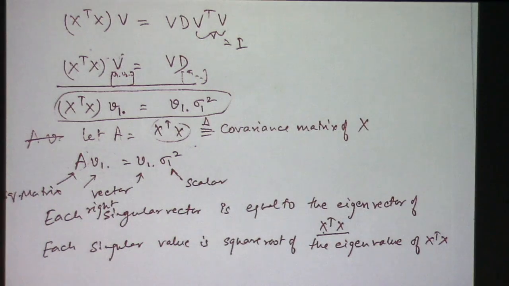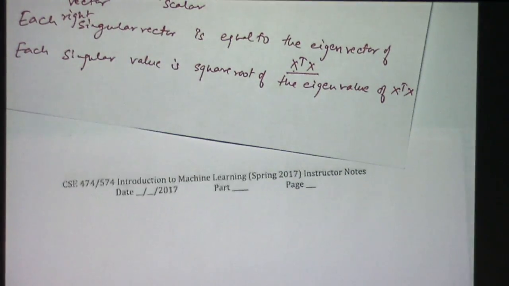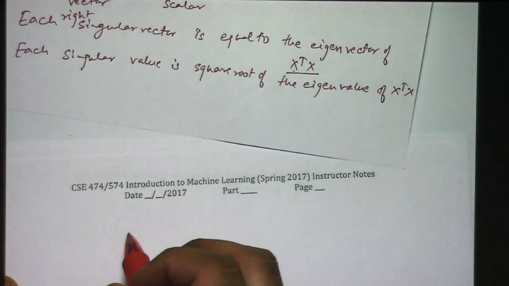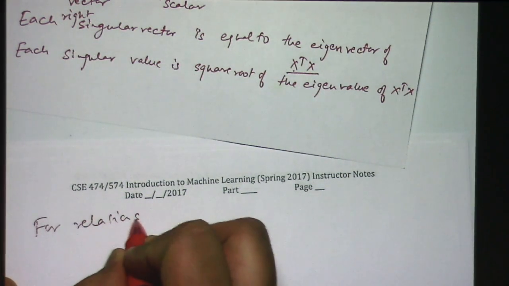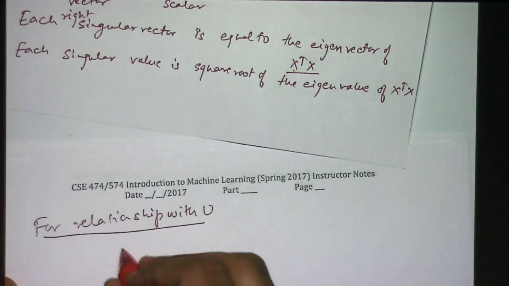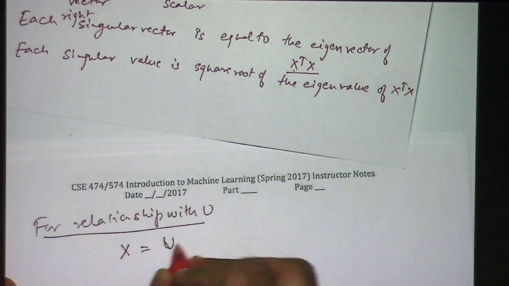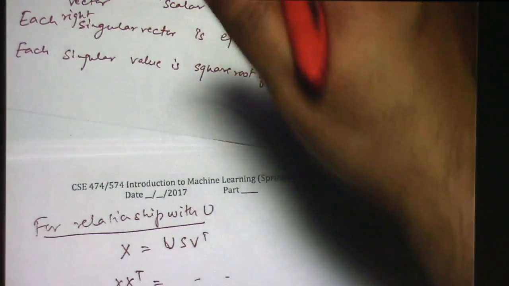Now the next question is, what about U? We did it for V, but what about U? In the class notes, you will see that I do it for U as well. But the general idea is that instead of X transpose X, for the relationship with U, you just compute X X transpose. So X is U S V transpose, just compute the product with X transpose on the other side, and then go on from there and follow the same philosophy.